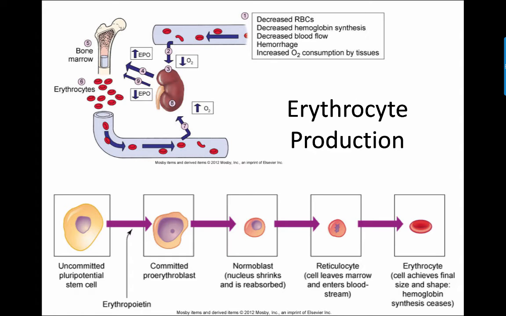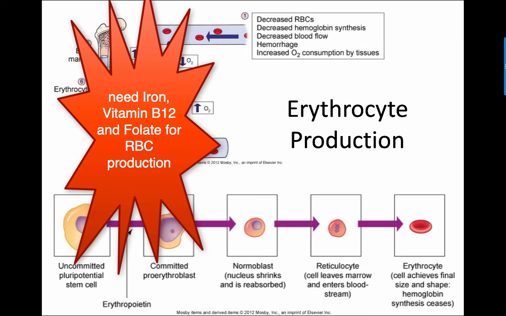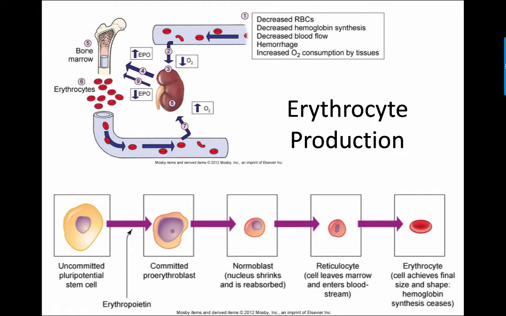Going back, you also need vitamin B12 and folate for erythropoiesis. Folate is needed certainly to make the DNA and RNA within the cell.